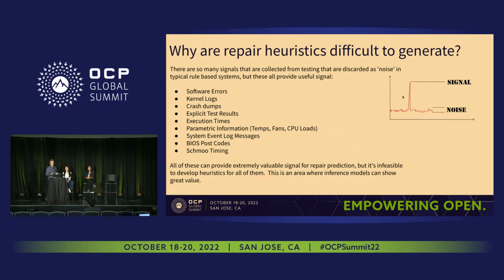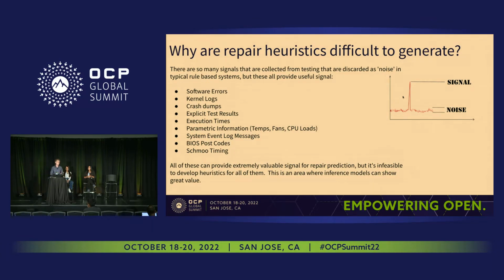So I talked a little bit about signal and noise. Our diagnostics and the OCP Diagnostic standard give us so much information now. We have software errors, we have kernel logs, we have crash dumps, we have explicit test results that are tied to these events. So we can see what we were doing when this event occurred. We've got the execution times. We have all the parametric data that we've measured. This might be temperatures, fan speed, CPU loads, errors, BIOS postcodes, timing diagrams, all of that. It's all very, very useful signal for inference, and it's all notoriously difficult to write models or rules against. It's just too much information.